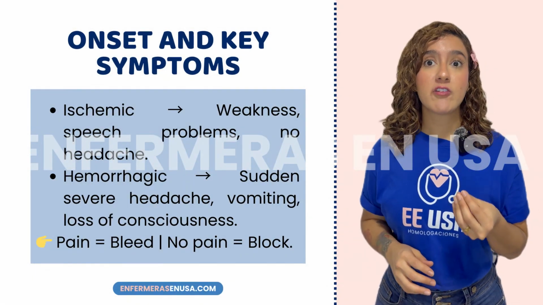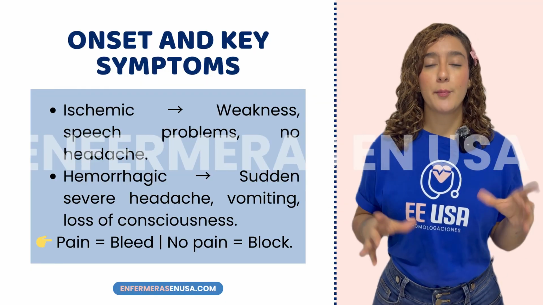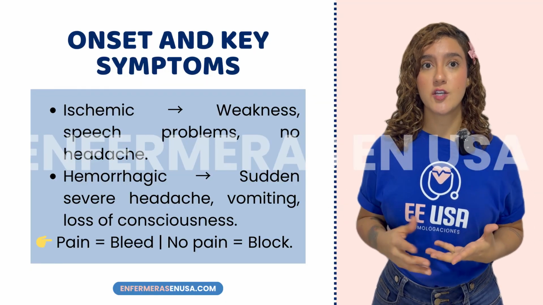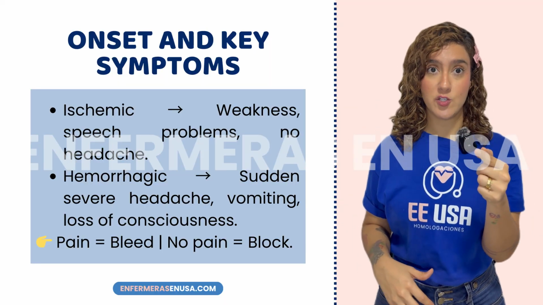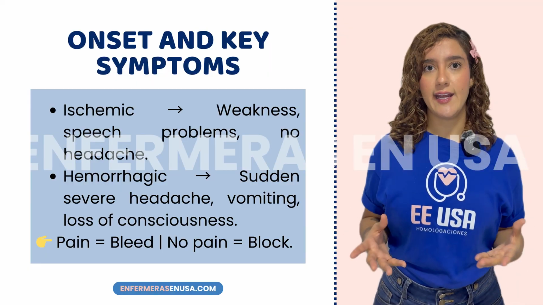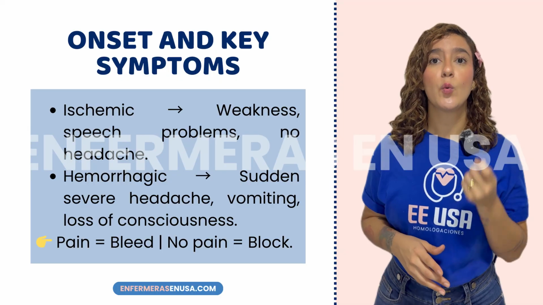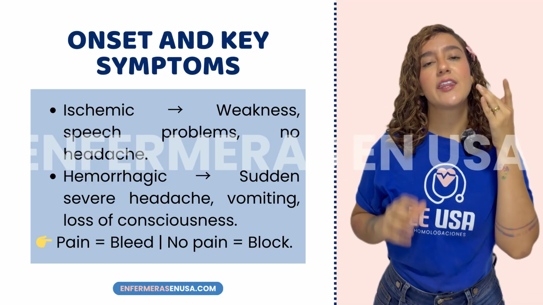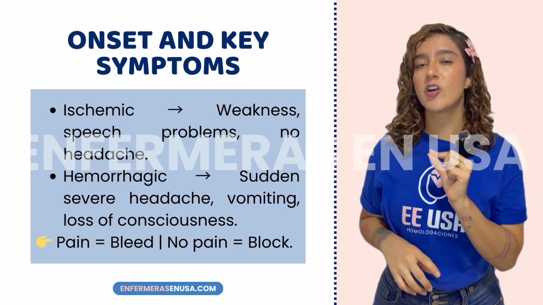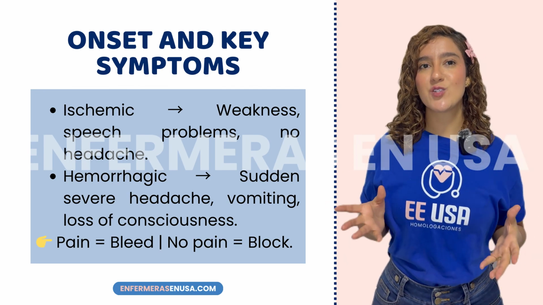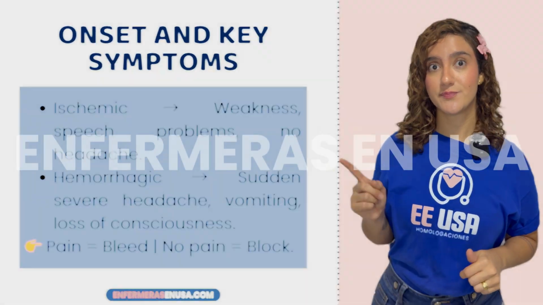Let's review quick differences in onset. Ischemic stroke happens suddenly, but the person usually stays conscious. You will see weakness on one side, trouble speaking, or loss of vision. Usually no severe headache. But hemorrhagic stroke starts instantly with the worst headache ever, and the person might vomit, faint, or become rigid. Often has very high blood pressure. Easy trick: pain equals bleed, no pain equals block.